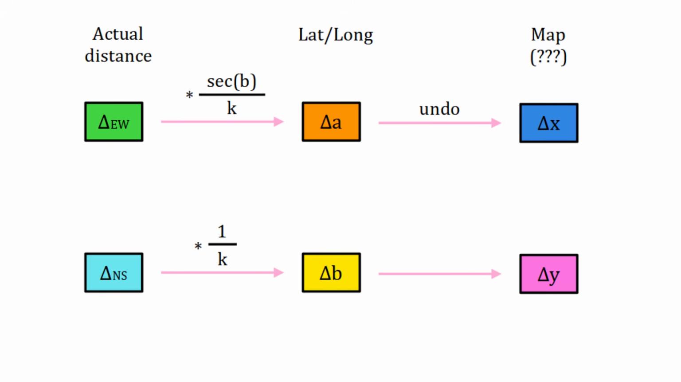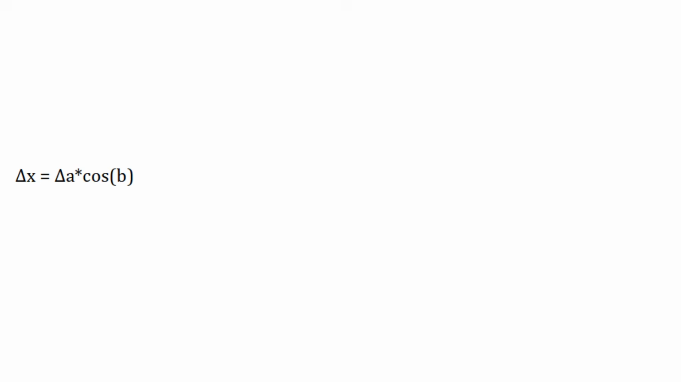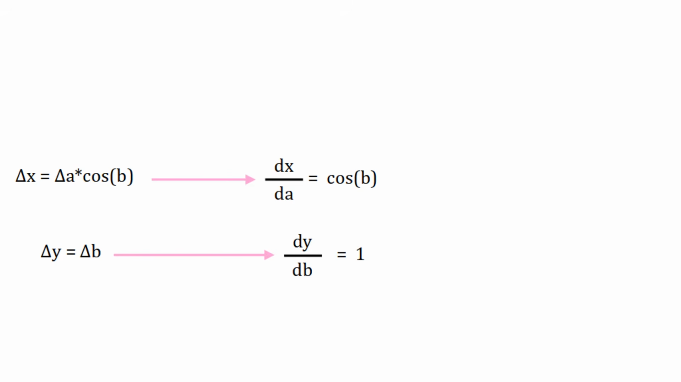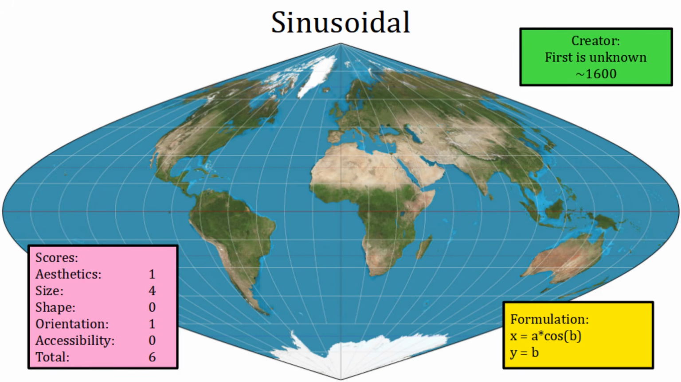Well, to do that, we need to cancel out secant b, which can be done by multiplying by cosine b. This results in the equations delta x equals delta a times cosine b, and delta y equals delta b. Using the same process as before, we can make differential equations. After this, it's really easy to integrate, and we get x equals a times cosine b, and y equals b. This results in the sinusoidal projection.